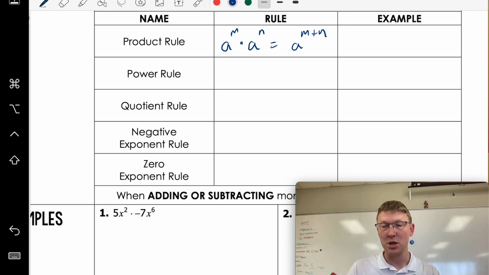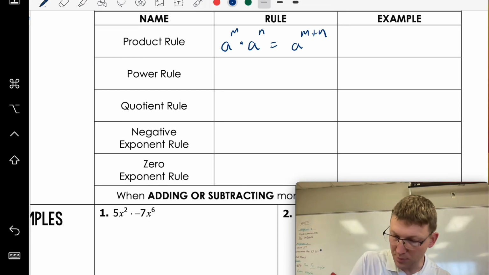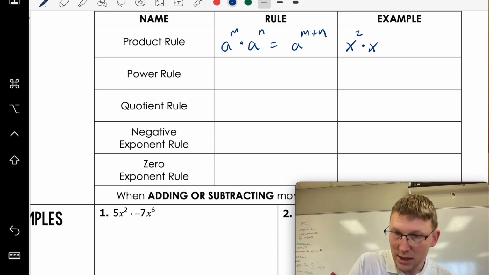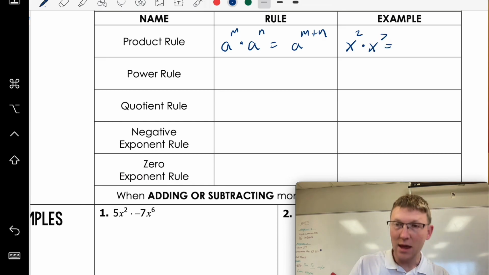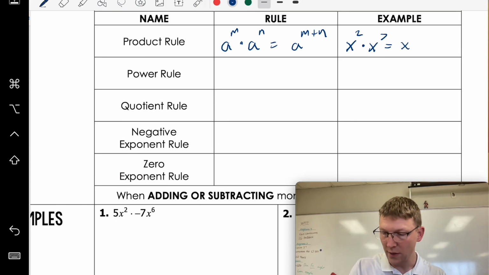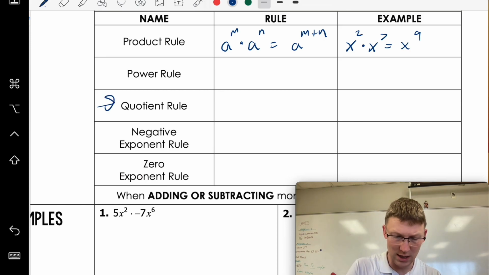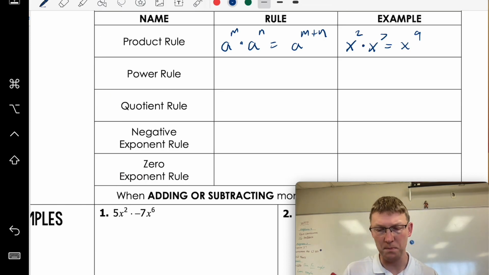Easy as that. So where we would see this is something like x squared times x to the 7th equals x^(2+7), which is x^9. That's all. Okay, so we've got a product. I'm actually going to go straight to the quotient rule, so I'm coming down here. Yes, I'm skipping one, but our product, when we multiply those together, we add the exponents.